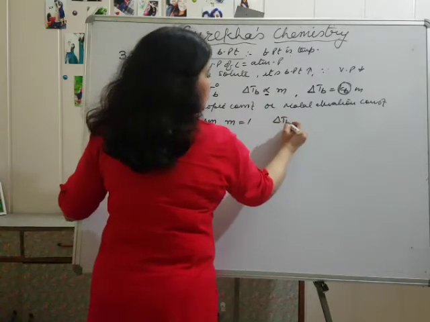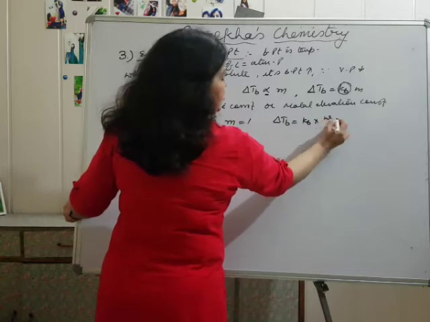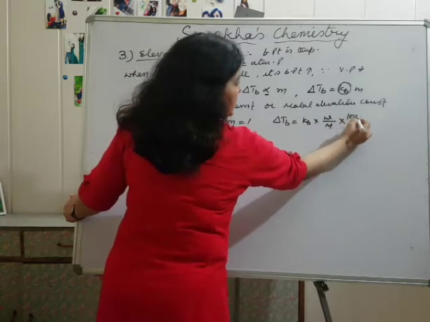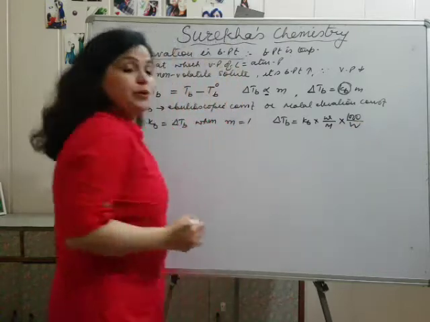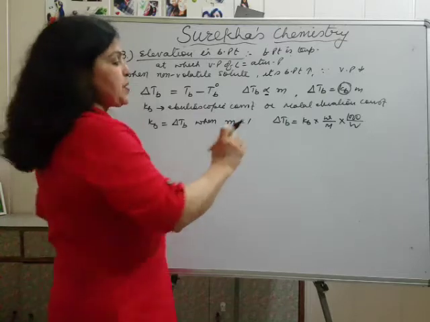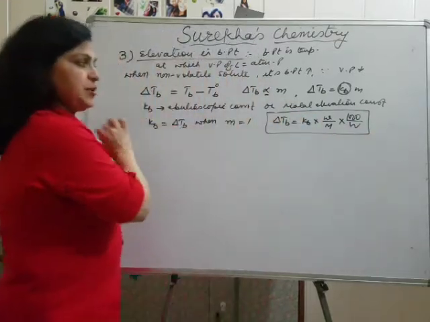Now, what is this molarity? Let us try to open this. Delta Tb is equal to Kb into given mass of solute upon molar mass into 1000 upon capital W. Capital W is the weight of solvent in grams. So, this is what we call the expression of delta Tb.